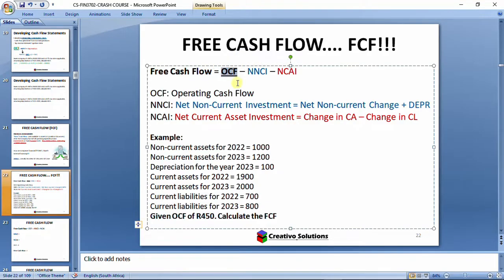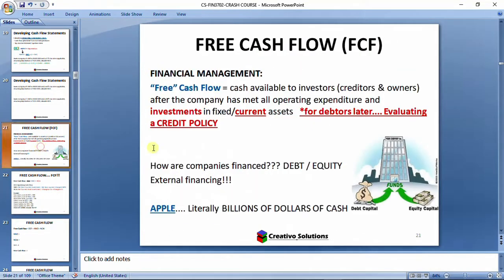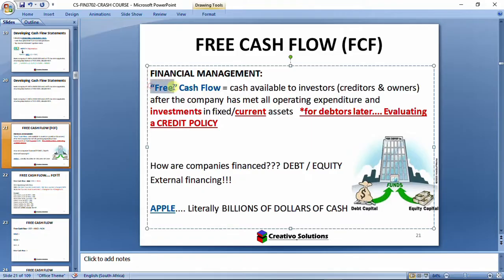Once I've got OCF, then I'm providing for all these additional investments in the operating or the investment aspects of the business. In other words, I need a certain amount of money to provide for my non-current investment. I need a certain amount of money to provide for my current asset investment. Those two need to be taken into consideration when working out your free cash flow. Remember, what did we say free cash flow was? Literally, money that's lying around after everything has been taken into consideration: all your operating requirements and your investments in your day-to-day operating, your fixed and your current assets.